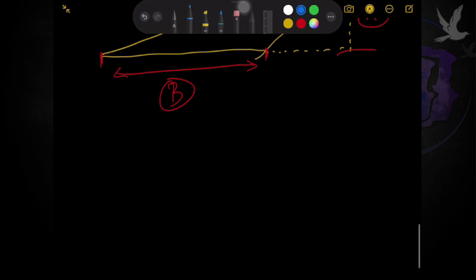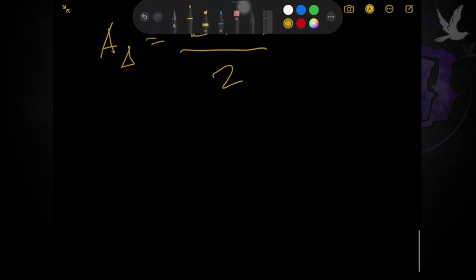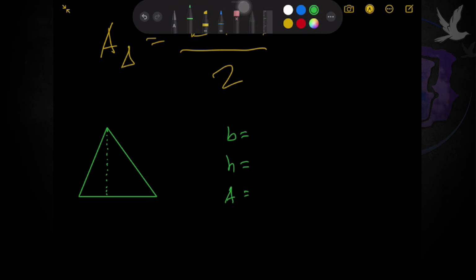Again, solving for the area of a triangle is equivalent to base times height over 2. So for example, let's apply it. You have a triangle that looks like this. You really need to identify the base and height first before you'll be able to solve for the area. Okay? Because if you don't know your height and your base, you won't be able to solve for the area of the triangle.